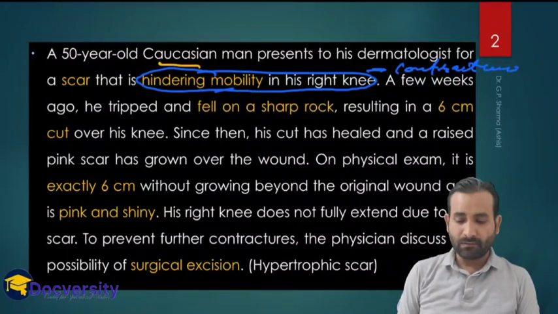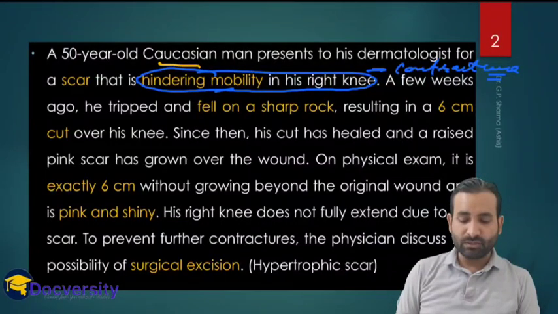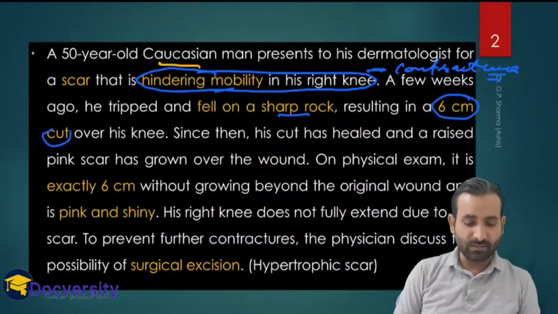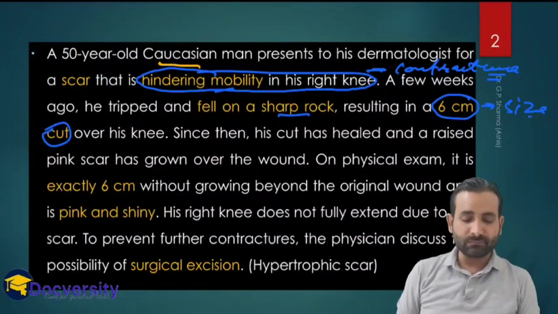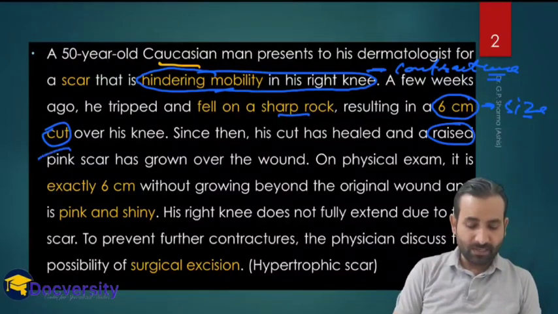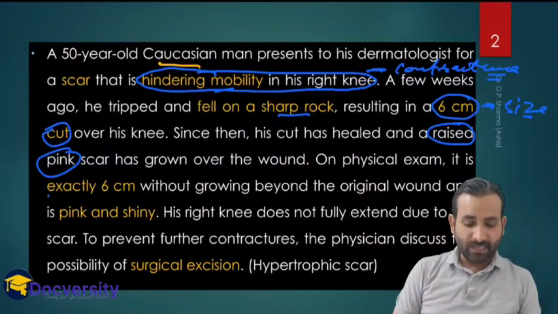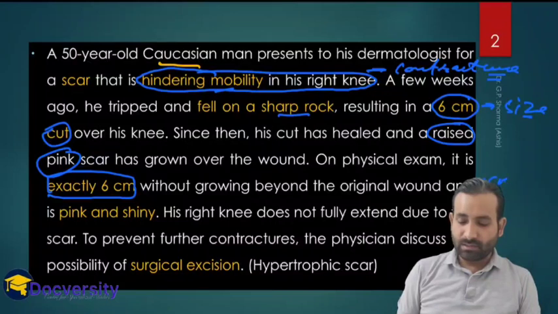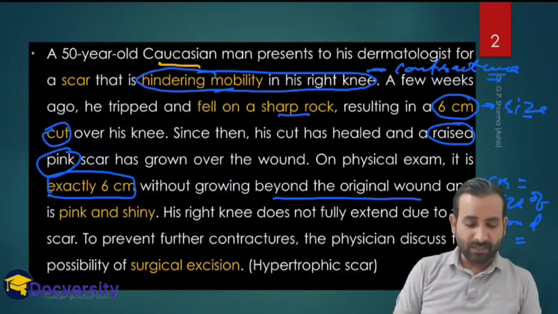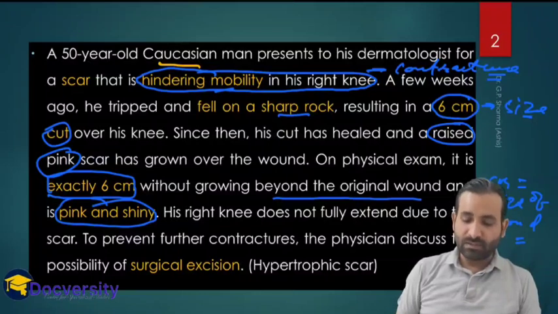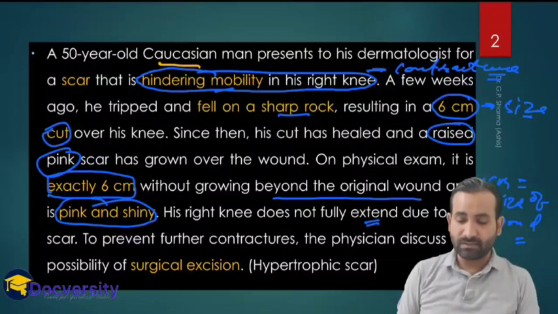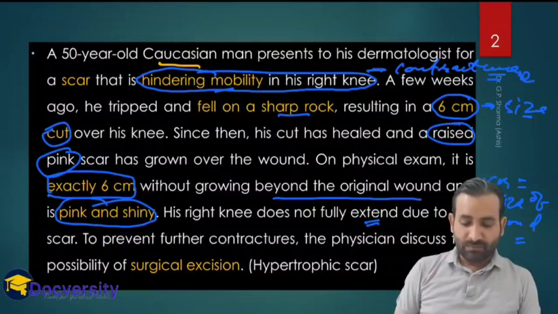This is contracture. Okay, a few weeks ago he tripped and fell on a sharp rock, resulting in a 6 centimeter cut. Okay, the size of the wound is how much? 6 centimeter over his knee. Since then his cut has healed with a raised pink scar that has grown over the wound. On physical exam it is exactly 6 centimeter. Here the scar is equal to the size of the wound, without growing beyond the original wound, and is pink and shiny. His right knee does not fully extend due to the scar. Yes, we already discussed, if it does not extend due to the scar, this is the contracture. To prevent further contracture, the physician discussed the possibility of surgical excision. Okay, so this is the treatment, right?